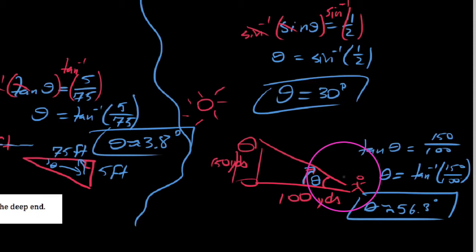But yes, when we talk about angles of elevation, we're talking about up or down from an imaginary horizontal line that we consider to be the horizontal.